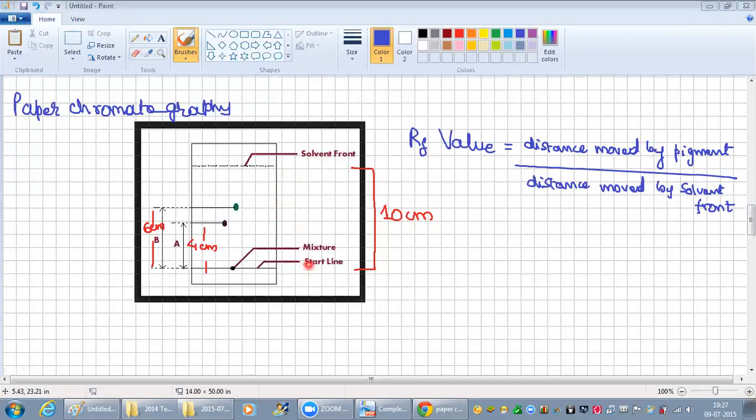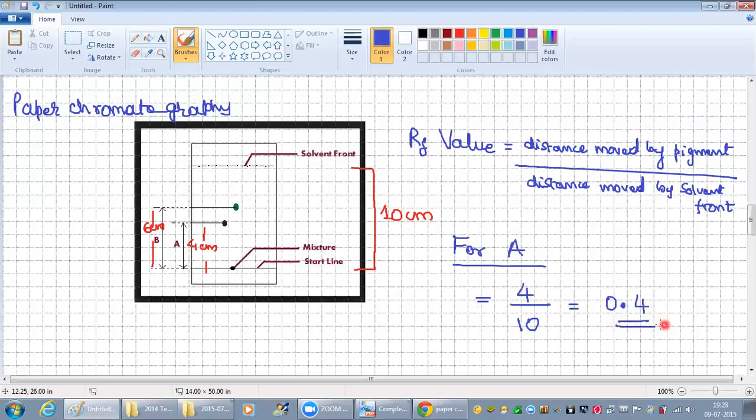Okay, so this is the distance traveled by the solvent front, that is the liquid front. That is the maximum distance traveled, and whatever the sample or the pigment is, that is the distance moved by the pigment. So here for A, the RF value is going to be distance moved by sample A, that is pigment A, which is 4 centimeters, divided by the total distance covered by the solvent front, which is 10 centimeters. This is going to be 0.4.